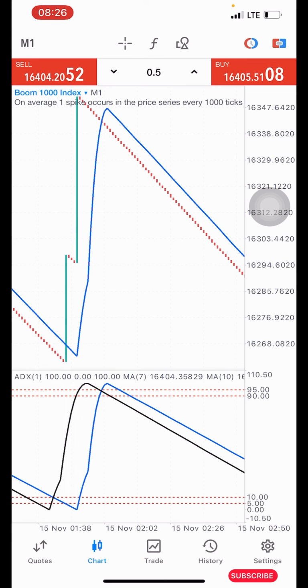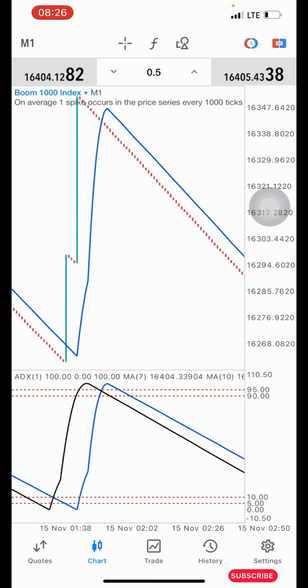All right, so that's it for the strategy. That's how the strategy works. I'm going to quickly share with you guys the indicator setup, and then we are done with this video.